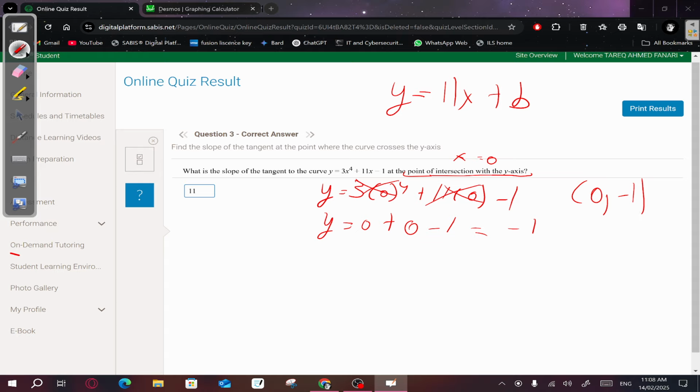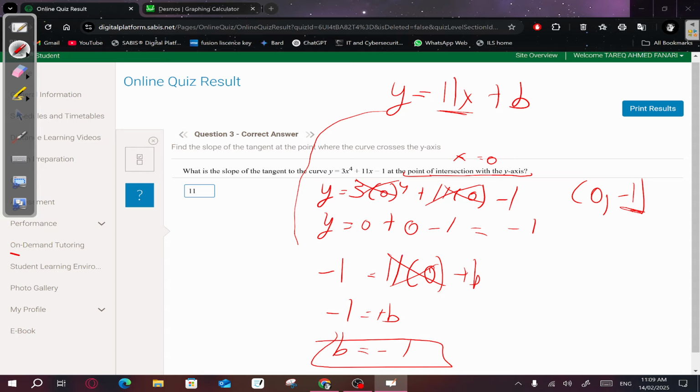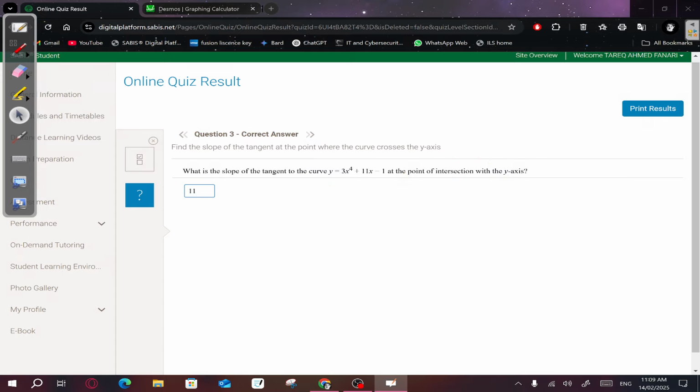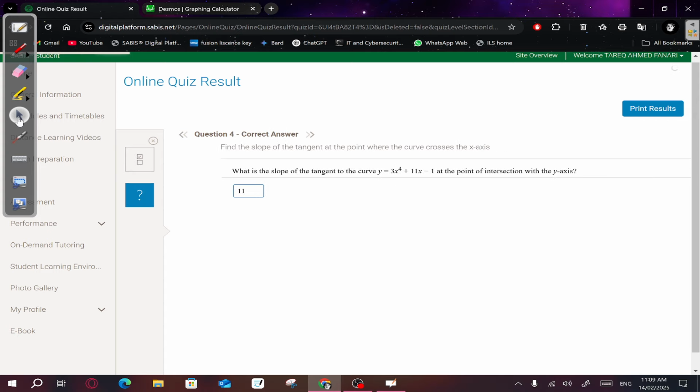Now we're going to substitute in this point. Minus 1 equals... y equals mx plus b. Again, we have our m, we're just taking whatever we have here. Minus 1 is equal to, which is our y, 11 times 0 plus b. So minus 1 is equal to, this cancels, b. So b is equal to minus 1. This is our answer. So the actual equation of our tangent is y equals 11x minus 1. And this is our answer. But we don't need it. We only wanted the slope, so no need.